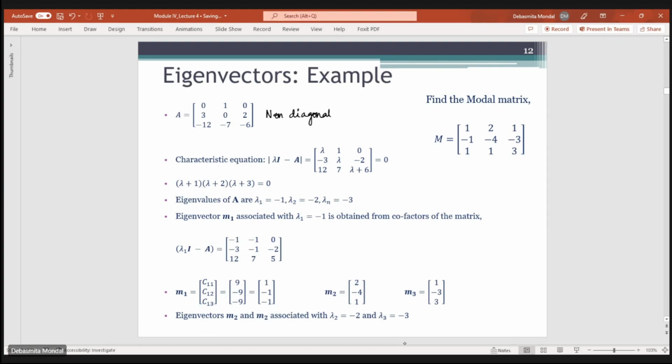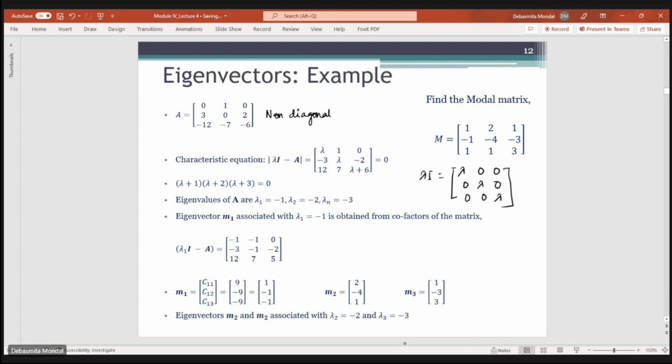So the first thing you need to do is write the characteristic equation, which is given by determinant of lambda I minus A equals 0. You can write lambda I minus A as this, because lambda I is nothing but lambda 0 0, 0 lambda 0, 0 0 lambda. I is an identity matrix and you multiply with lambda, so you'll get this. From this equation, if you take the determinant and equate it to 0, you can find the value of lambda.